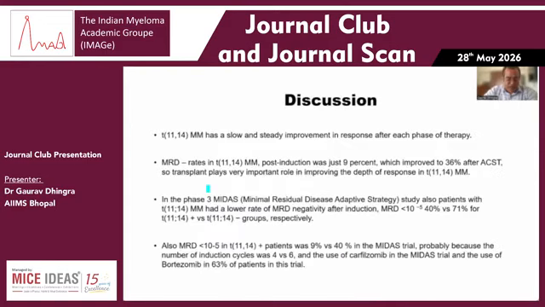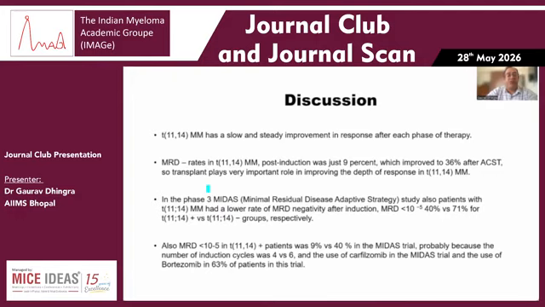Now coming to the discussion part. For patients with translocation 11;14 positive myelomas, as we have seen, treatment plays the key role, as they have slow and steady improvement in response after each phase of the cycle. MRD negative rates in translocation 11;14 myeloma post-induction were just 9%, which improved to 36% after autologous stem cell transplant. So transplant plays a very important role in improving the depth of response in translocation 11;14 multiple myeloma.